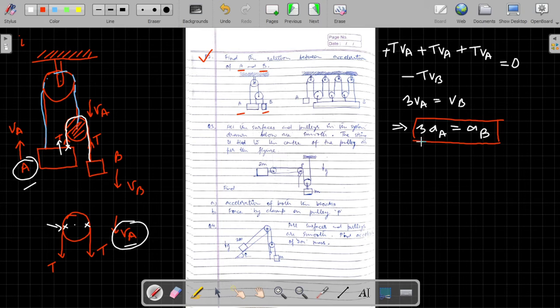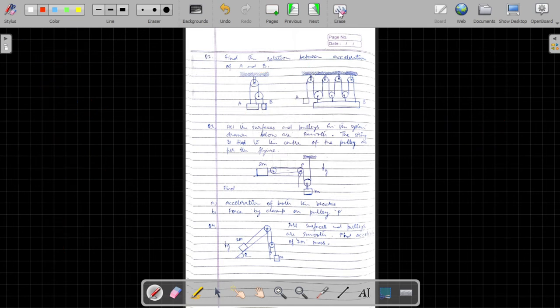Next, let us look for the next relation. Let us do this figure number 2. So in this case, as you can see, we have a lot of pulleys which are connected to the string. So the number of pulleys which we are having is pretty large.